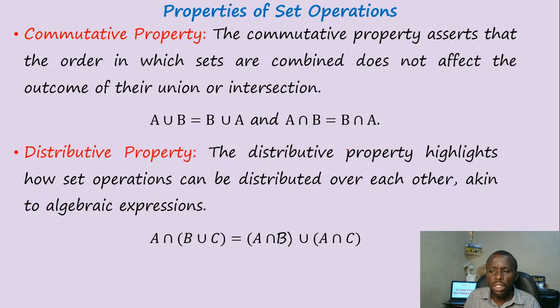A intersection (B union C). So the A will be passed to B first before it passes to C. That is why we have A intersection B. That union doesn't disappear, it will still be there. Then A intersection C. So we are distributing it. The A moves to B, then to C. That is the distributive property.